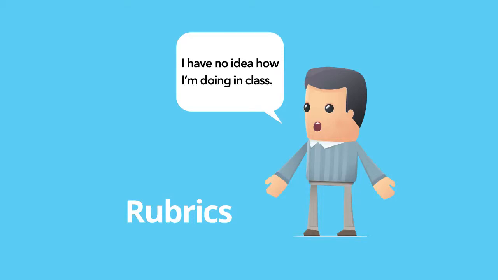Now I want to draw attention to one facet of the SMART learning objective. You may recall that we said learning objectives need to be measurable. There's a tool we can use to better measure each of the learning objectives that we've written for a particular lesson. This tool is called a rubric.